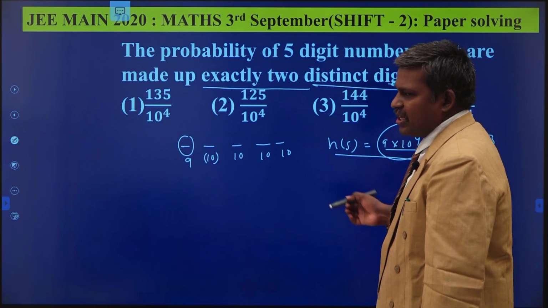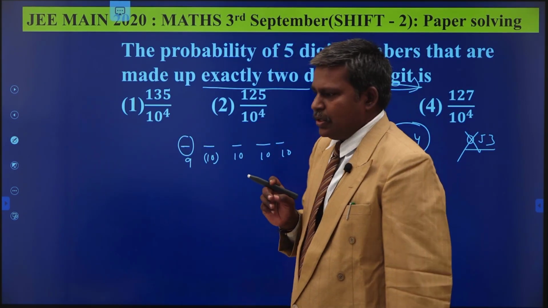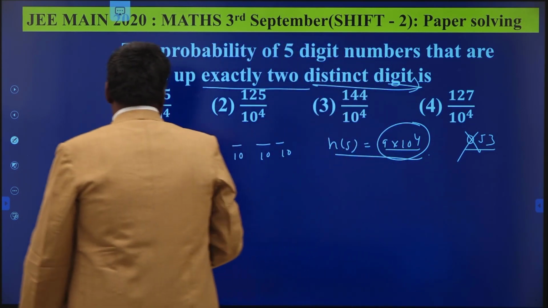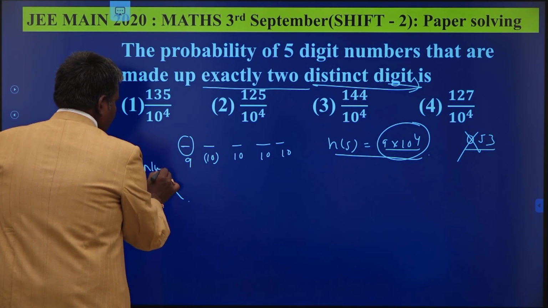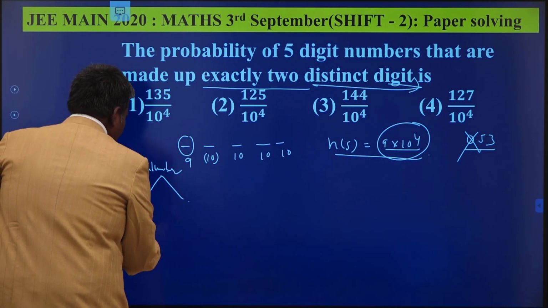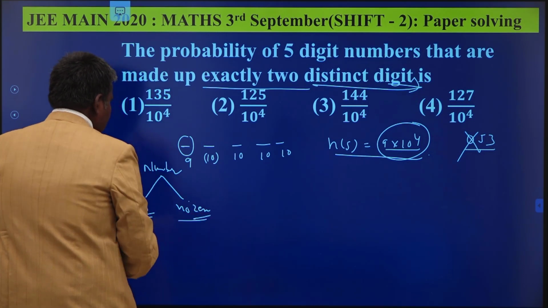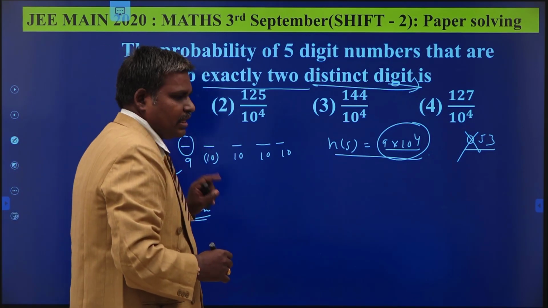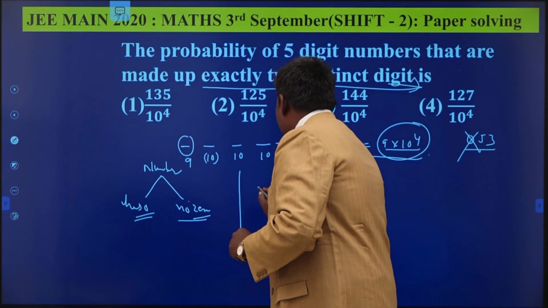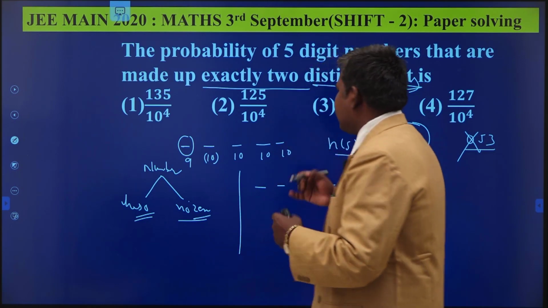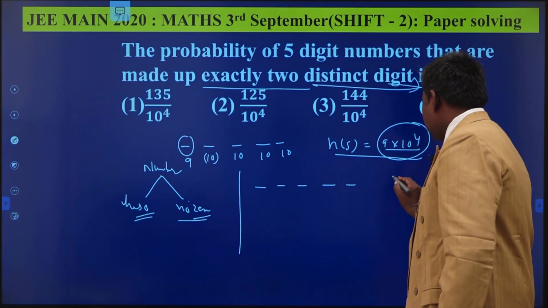What is the given condition? The 5-digit number has exactly 2 distinct digits. So there are 2 cases. The required number either has 0 or has no 0. One that consists of 0, and one that doesn't consist of 0. Suppose your 5-digit number has 0.